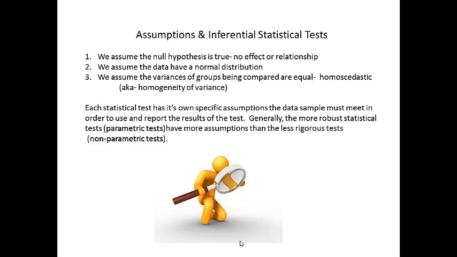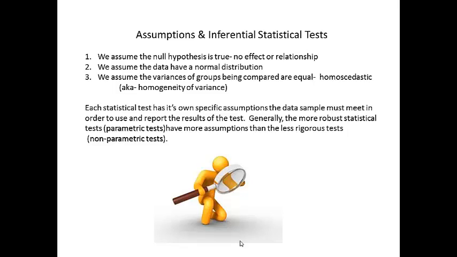We assume the data are normally distributed. This is where descriptives are most needed. If the data are not normally distributed, we may not be able to use the more robust statistical tests, also known as parametric tests. If we do use the more robust tests and we violated assumptions, our results are not valid. Again, we go back to the princess and the p-value.